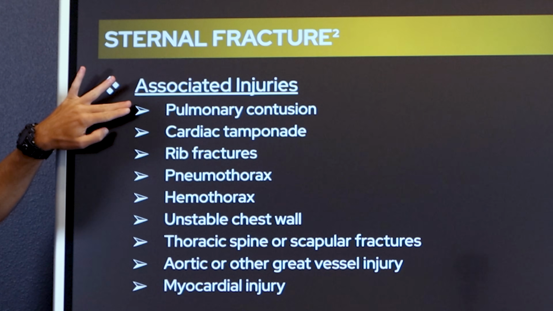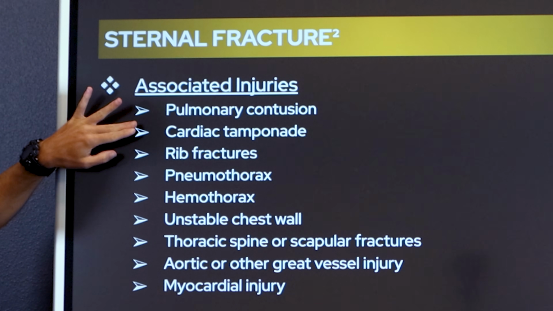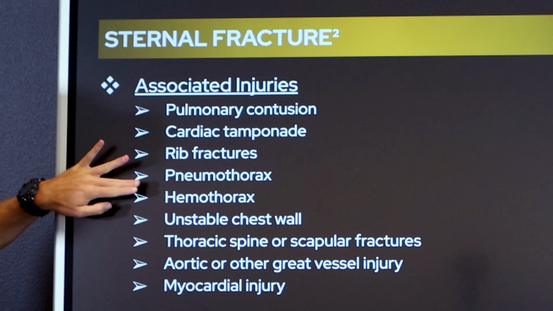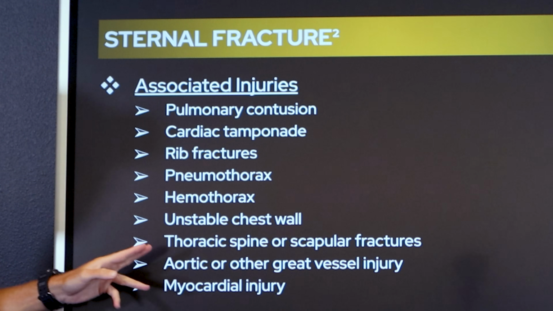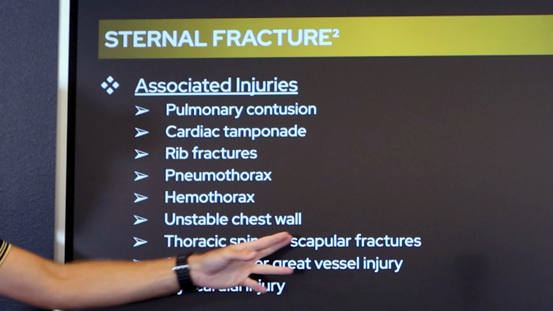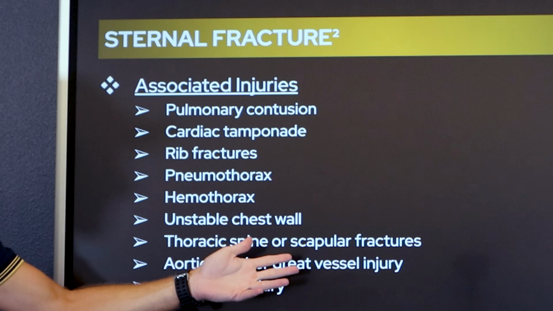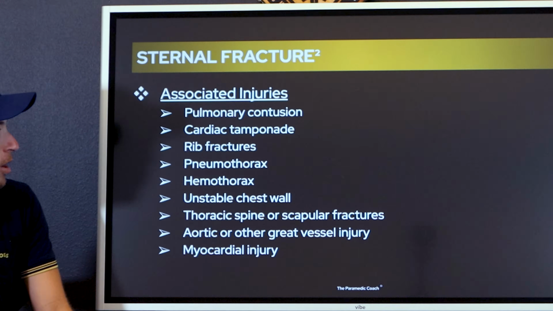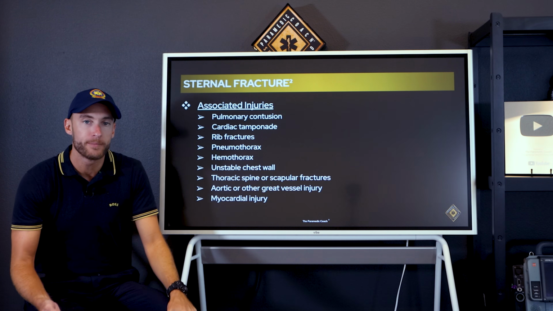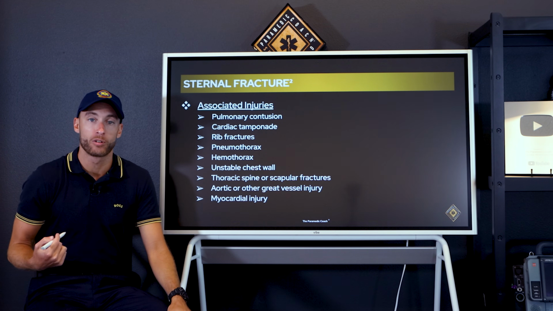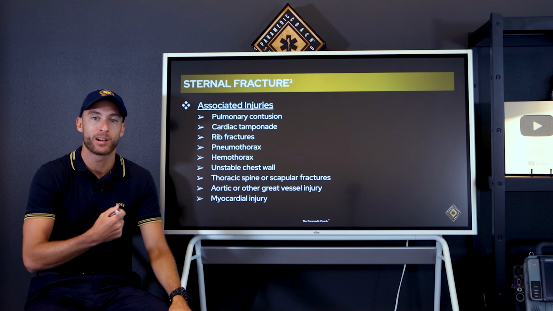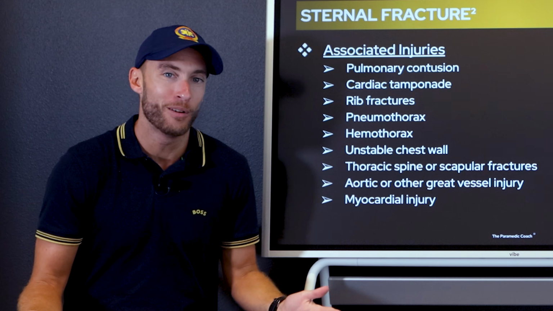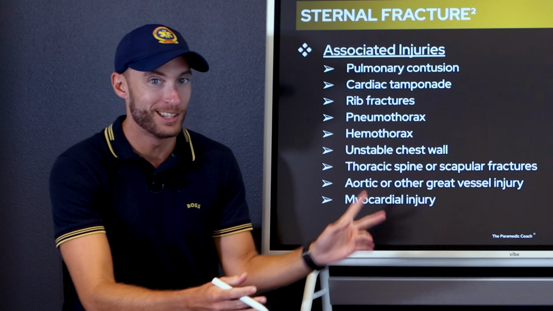So pulmonary contusion, cardiac tamponade, rib fractures, pneumothorax, hemothorax, unstable chest wall, thoracic spine, or fractures in this area of the scapula, aortic or other great vessel injury, and myocardial injury. What does this wrap up to? Essentially, look out for other fractures and watch out for lung and heart injuries and great vessel injuries. Watching this video, if you see someone with a sternal fracture, you're not going to miss it.